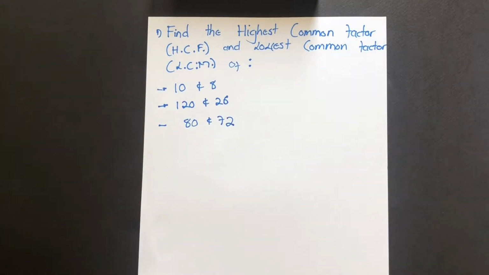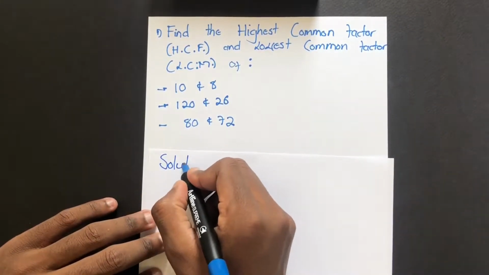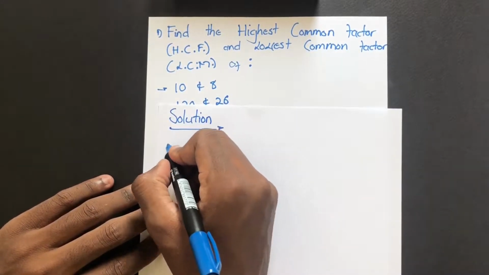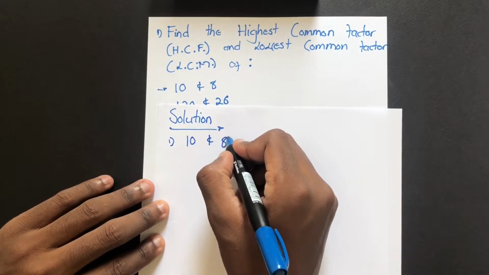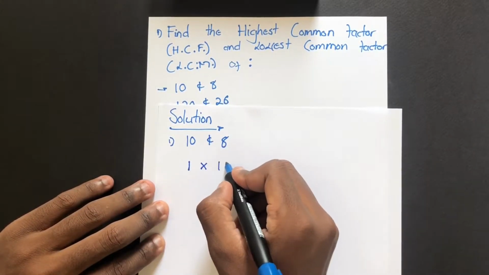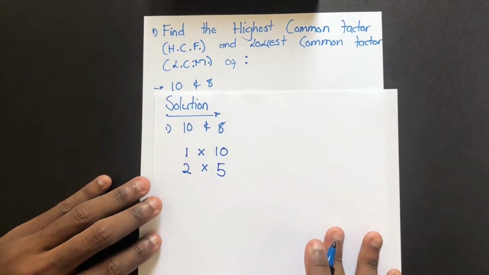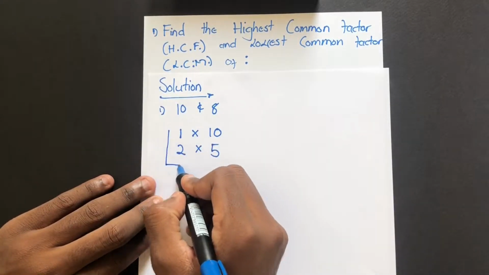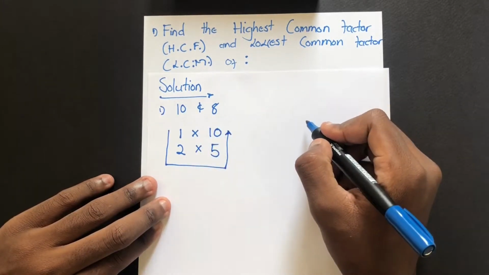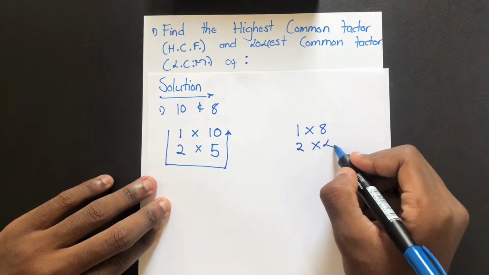So, firstly, we are going to calculate the highest common factor for the first question, which is the one that includes 10 and 8. The way that we do this is finding pairs of numbers that can be multiplied to produce 10, in this case 1 and 10, 2 and 5, and also for 8, 1 and 8, and 2 and 4.